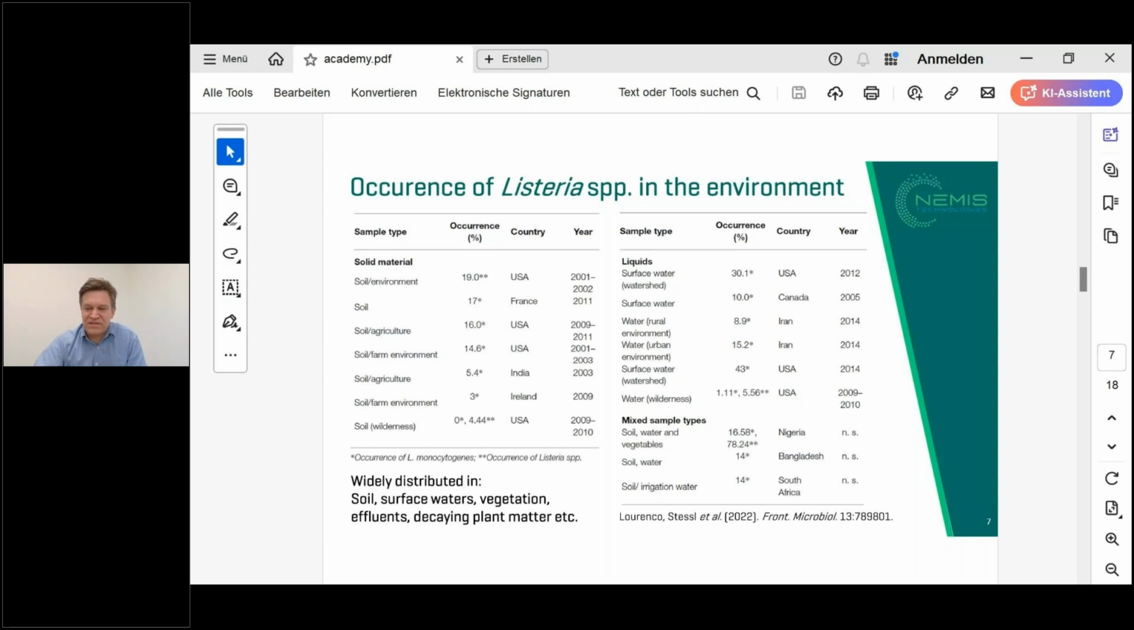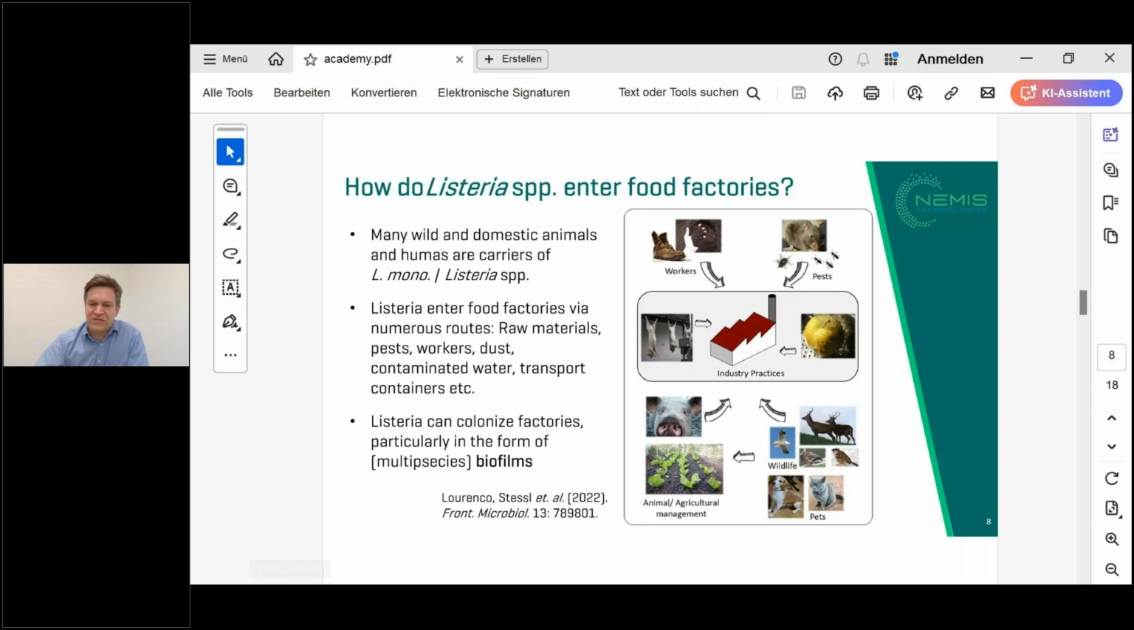Although it always depends on the methods that have been used in these studies, so how well it has really been confirmed that it's really Listeria spp. But in general, it can be said it's occurring very broadly all across the globe. So how do the Listeria spp. enter the food factories?